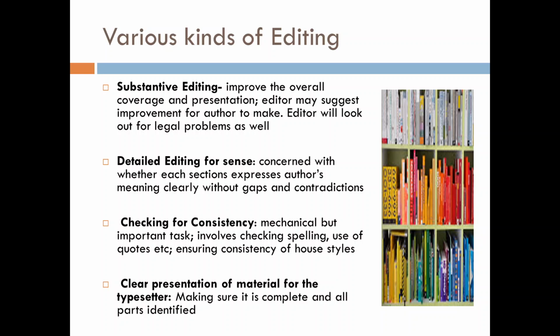Next type of editing is detailed editing for sense. It is concerned with whether each section expresses the author's meaning clearly without any gaps and contradictions. So it involves looking at each sentence, the author's choice of words, punctuation, use of abbreviations, and comparing the data in tables with the relevant text, checking text against the illustrations and the captions, and so on. So here the editor also ensures that appropriate acknowledgement has been given for quotations or illustrations that need permission from the copyright owner, and will also look out for the other legal problems.